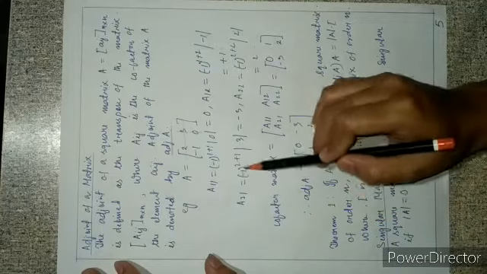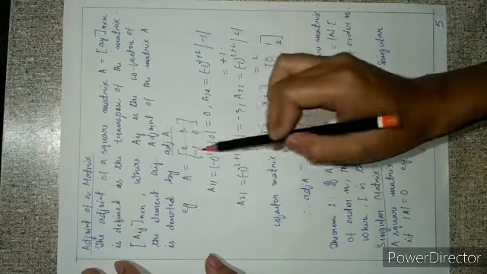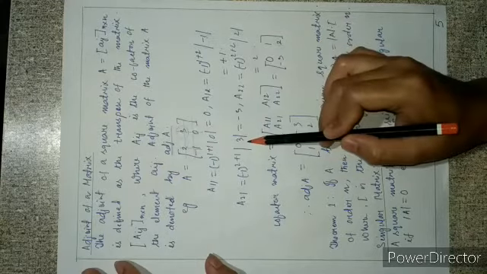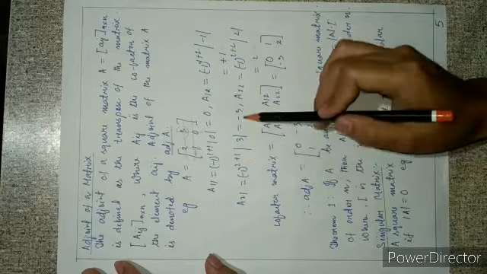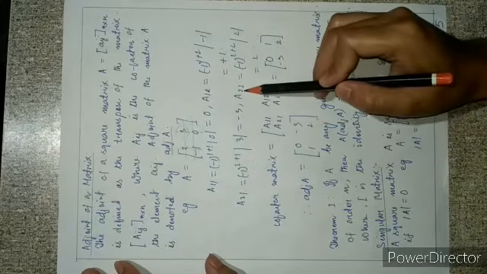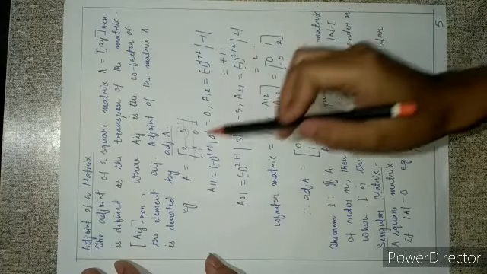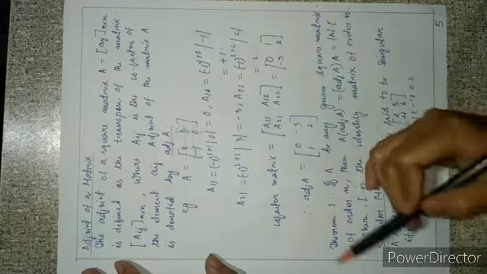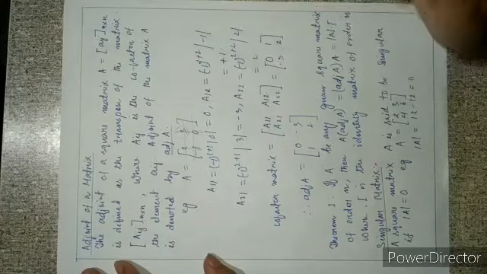A21 is minus 1 to the power 2 plus 1. Second row, first column element is 3. Determinant of 3 is equal to 3, and 2 plus 1 is 3, so there should be a minus sign. A22 is minus 1 to the power 2 plus 2. 2 plus 2, second row, second column element is 2. Determinant of 2 is equal to 2.